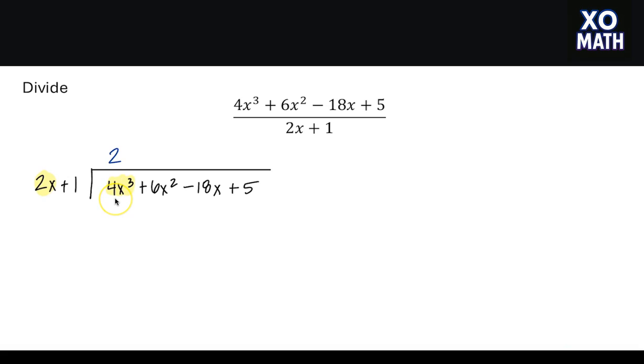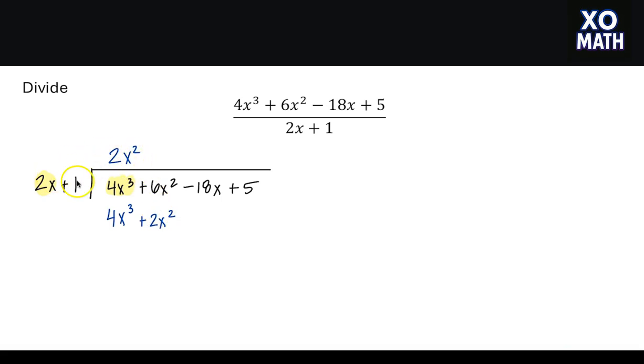And to get from x to x cubed, I would multiply by x squared. So the first part of the quotient is 2x squared. And then we're going to multiply the 2x squared times the entire divisor. So 2x squared times 2x, that's 4x cubed, and we're going to put that term underneath the other 4x cubed. And then 2x squared times 1 is 2x squared, and we're going to put that 2x squared underneath the other like term, which is 6x squared.